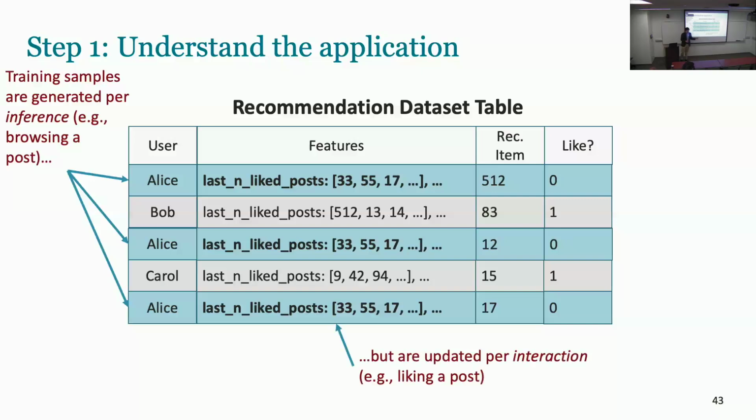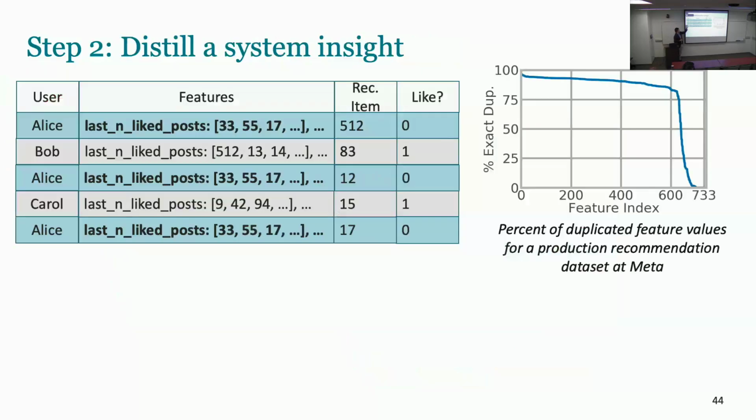The tricky thing here, or the phenomenon that arises, is that the features inside this features column are only updated every time Alice interacts with one of these posts. So for example, if she doesn't like a new post in between browsing all these different posts, the last post's value won't change at all. And that leads us to our second step, which is to distill a system insight.